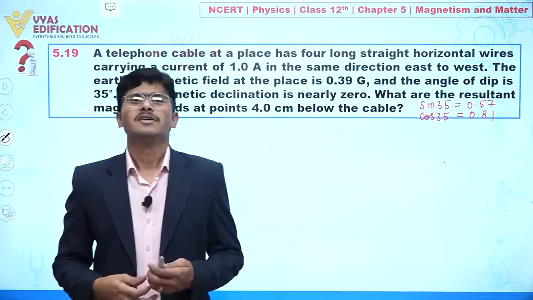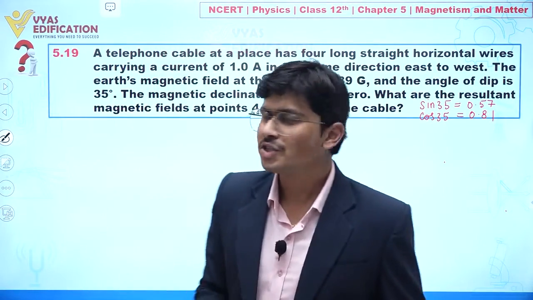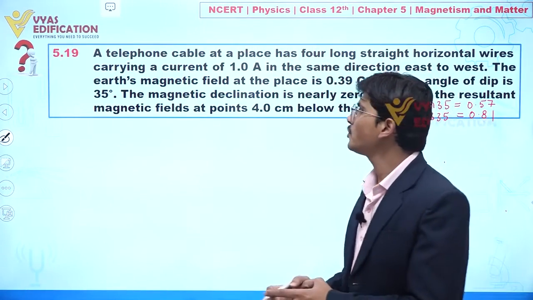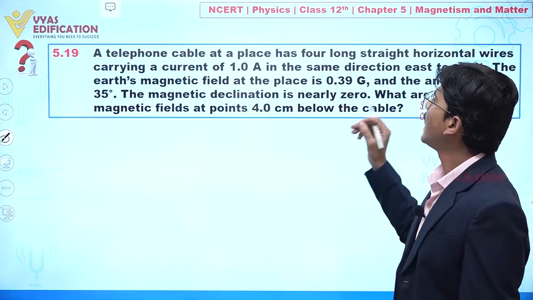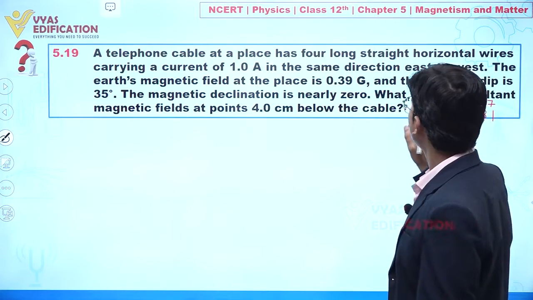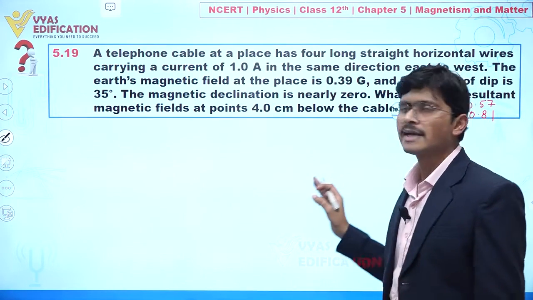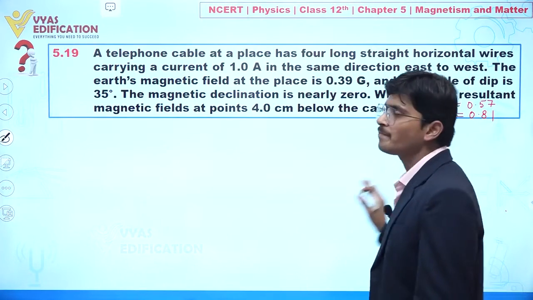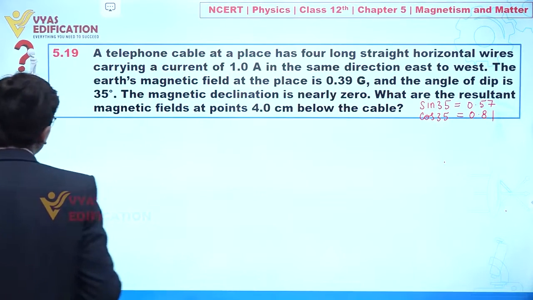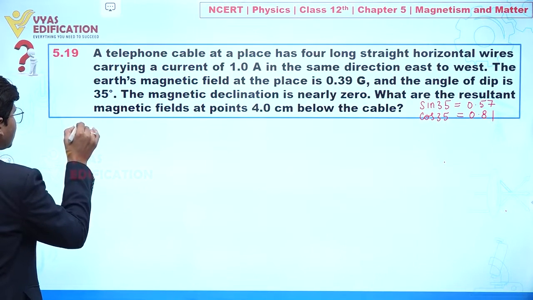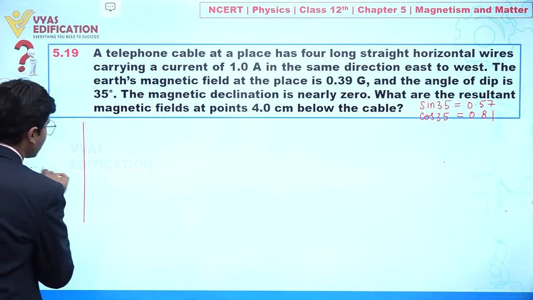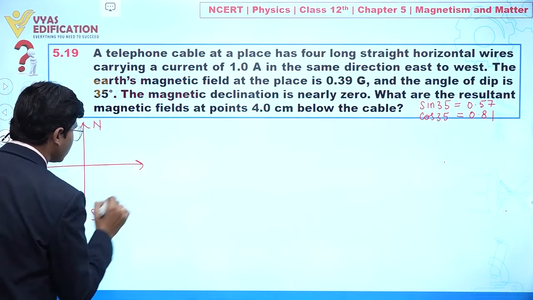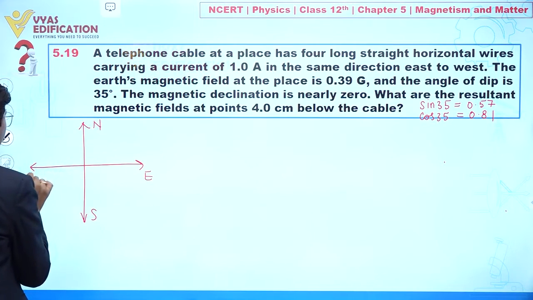Clear to everyone? Now students, we are going to discuss question number 5.19. In this question it is given that a telephone cable at a place has four long straight horizontal wires carrying a current of 1 ampere in the same direction from east to west. First of all, I am drawing the directions. Let's suppose this one is north, this is south, this is east and this one is west.